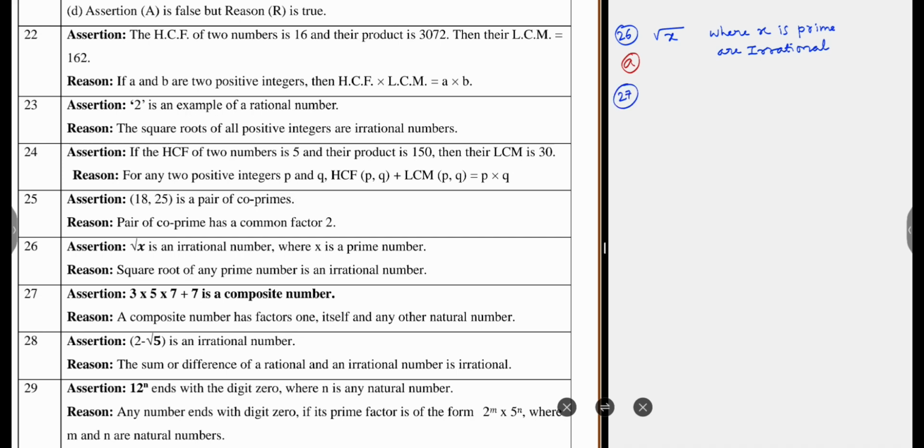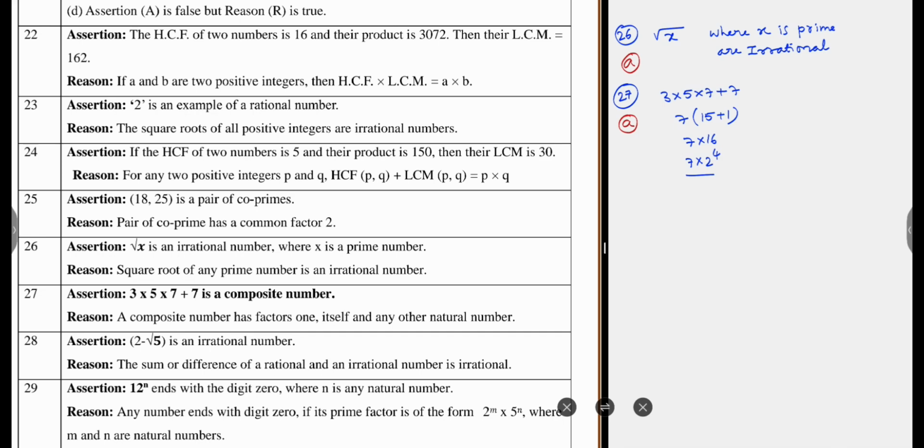It is given 3 into 5 into 7 plus 7. Here 7 is common. It will be 15 plus 1. So 7 into 16, 7 into 2 power 4. It is expressed as product of its prime factors. So it is a composite number. A composite number has factors 1, itself and any other natural number. True. So both are correct. And we can say reason is the correct explanation of assertion because it is having more than two factors. So here also it is option A.